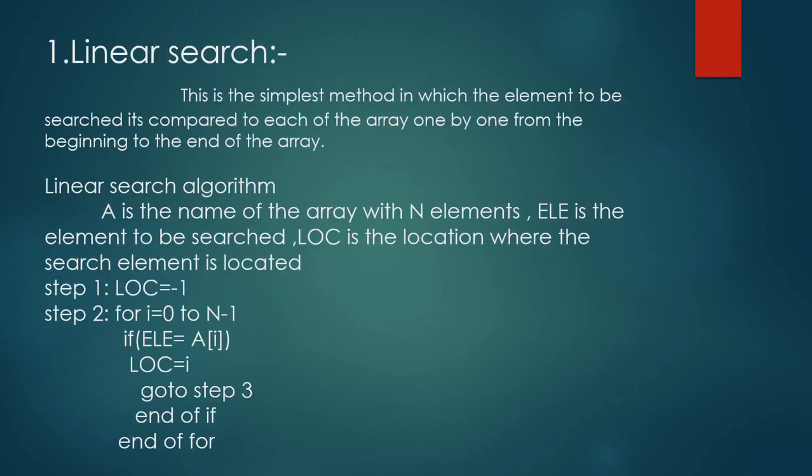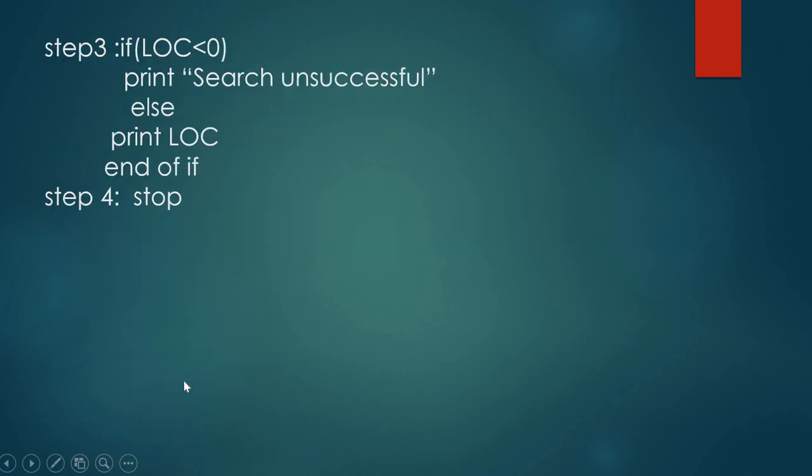See, one more time, just read that algorithm. In the first step, we set the location to -1. Then the for loop runs from 0 to n-1 over all the elements, and each element is compared. First the element is compared with A of 0. If that element is equal to A of 0, we print that the location is 0. Like that, it compares with each and every element in the for loop. After completing the for loop, we check whether location is less than 0 or not.